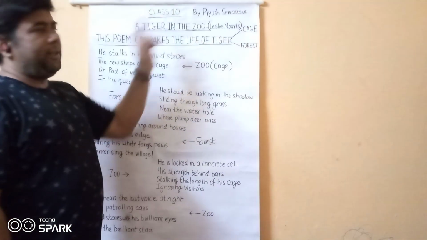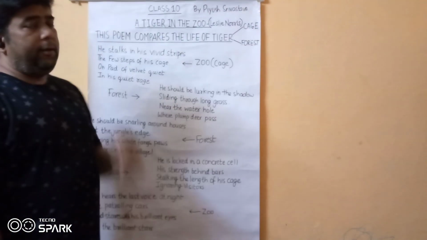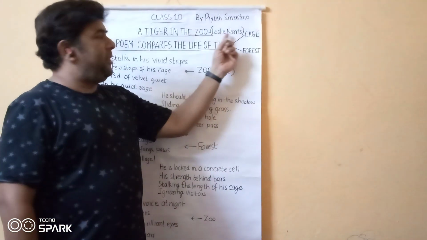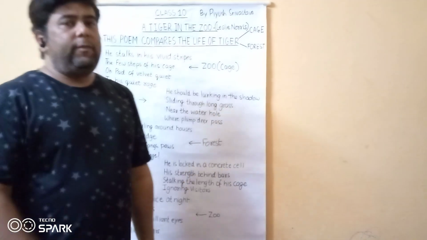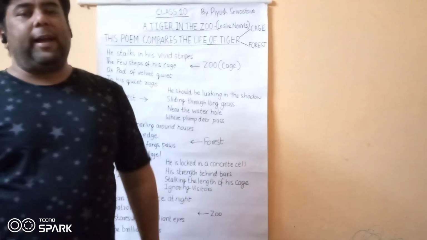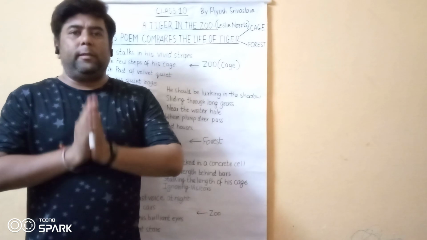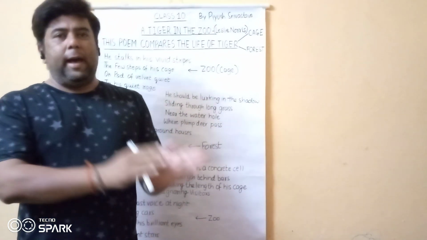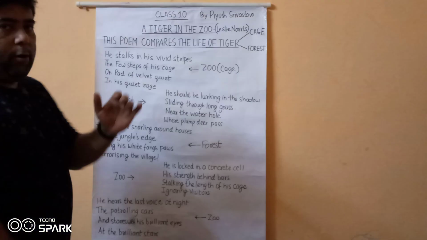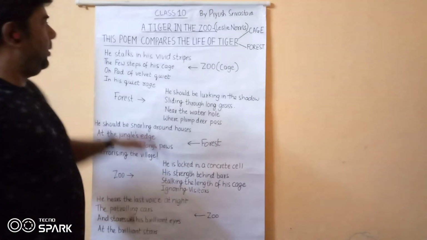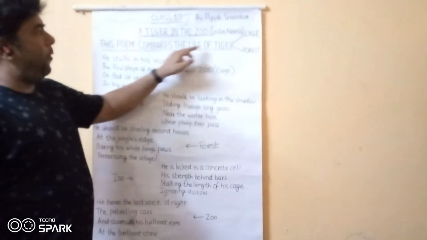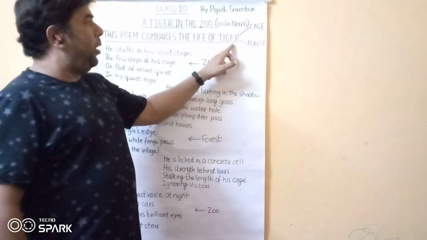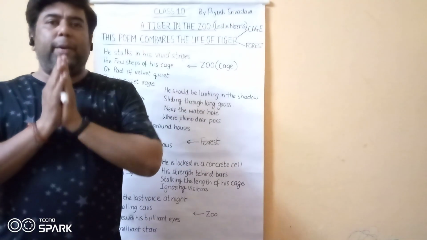Today it is about class 10 and the poem name is A Tiger in the Zoo, written by Leslie Norris. In this poem we are going to learn about the life of a tiger who has been in the zoo and how his life is different in the zoo and in the forest. So I have already written so that you cannot get confused. This poem compares the life of a tiger when he was in the zoo or when he was in the forest. So we will compare his life.